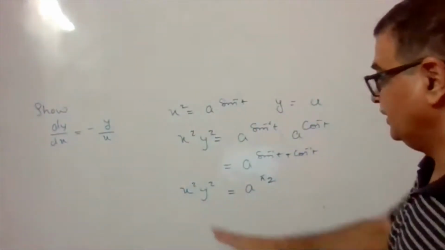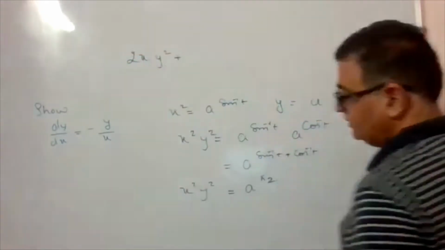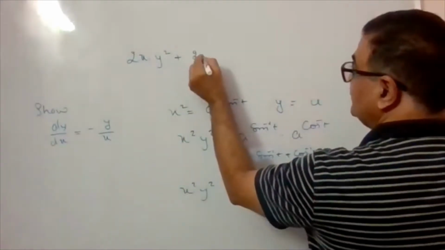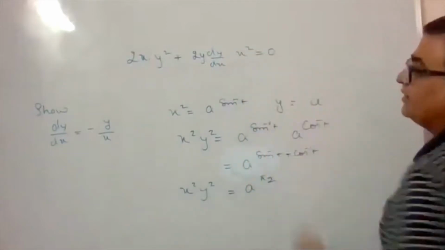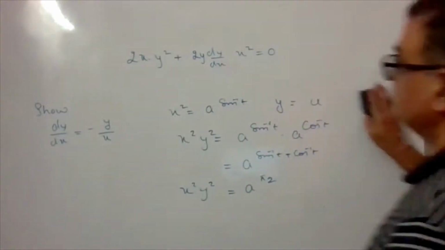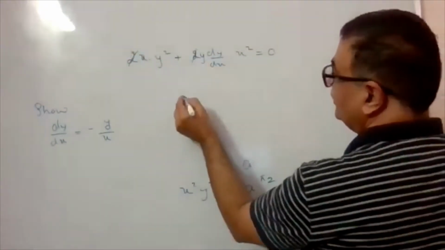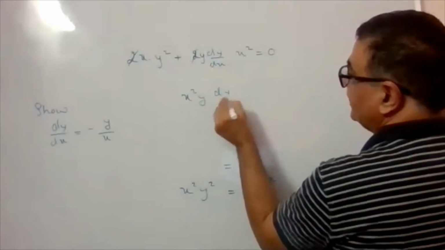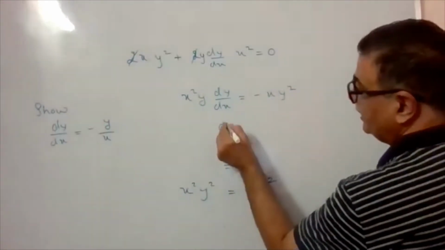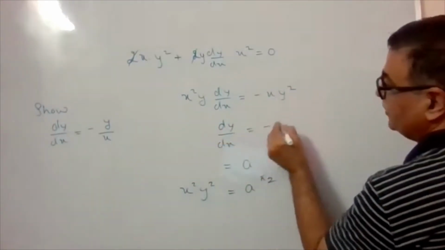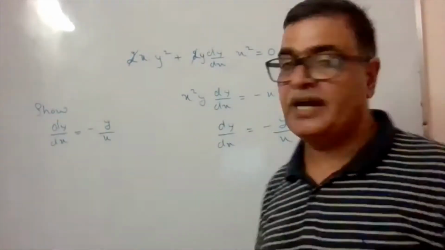Now we should differentiate. And when you differentiate, it will come 2x y square, y square remaining as it is. Second time it will be 2y dy by dx, x square remaining as it is, and the other side is 0. Now when you solve it, this 2 gets cancelled out. I got x square y dy by dx will be minus x y square, and directly now I can write dy by dx will be minus y by x.